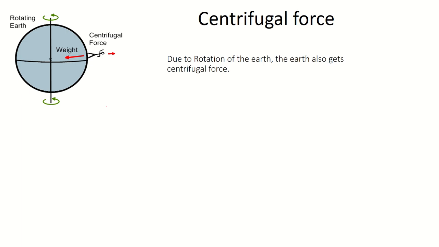So what happens here also, like we are human beings, we can see the picture. One picture is there, perhaps you have seen, showing the human body. As this Earth keeps rotating in circular motion because of its circular shape, it always tries to push the man outward, means away from the center. So here we see, due to rotation of the Earth, Earth also gets centrifugal force.